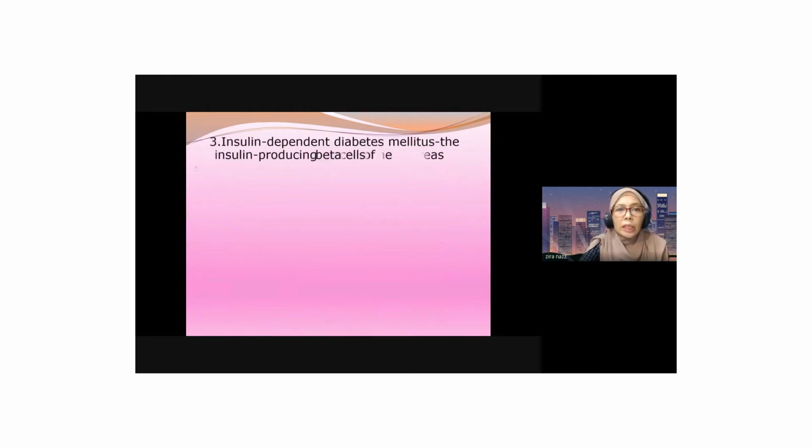The third type of autoimmune disease is insulin-dependent diabetes mellitus. The insulin-producing beta cells of the pancreas are targets of autoimmune cytotoxic T cells.